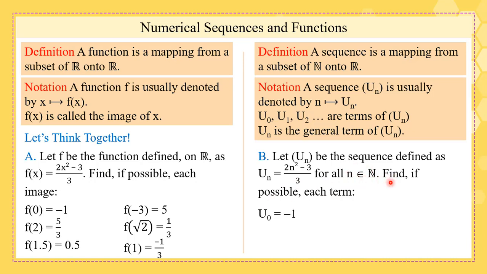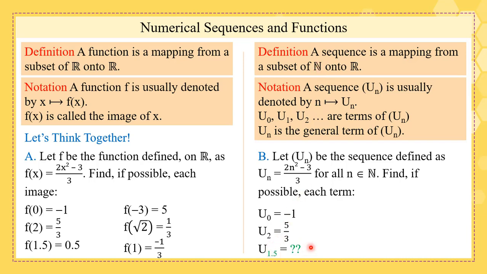Now, what is u0? We replace each n by 0. We get -1. It's the same as f of 0 is -1. What is u2? We replace each n by 2. We get 5 over 3, and we get the same answer. Now, what is u of 1.5? In fact, u of 1.5 does not exist because 1.5 does not belong to N. Remember, this n should belong to N, and 1.5 is not a natural number.